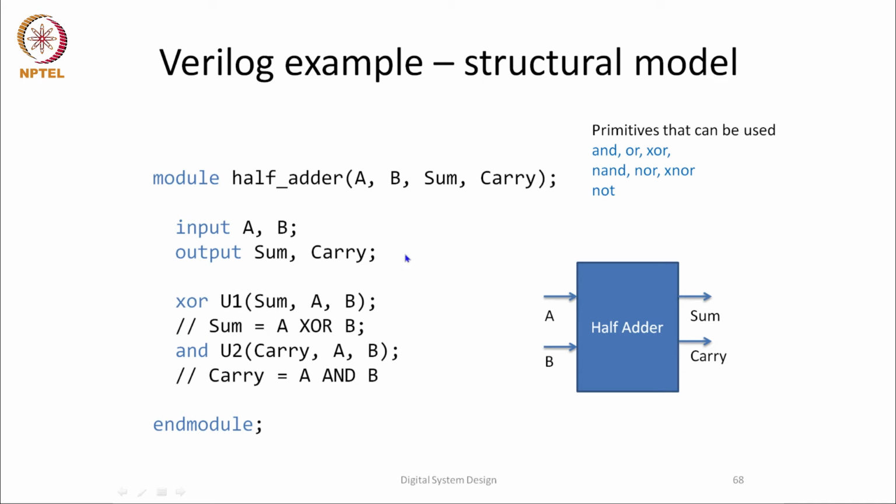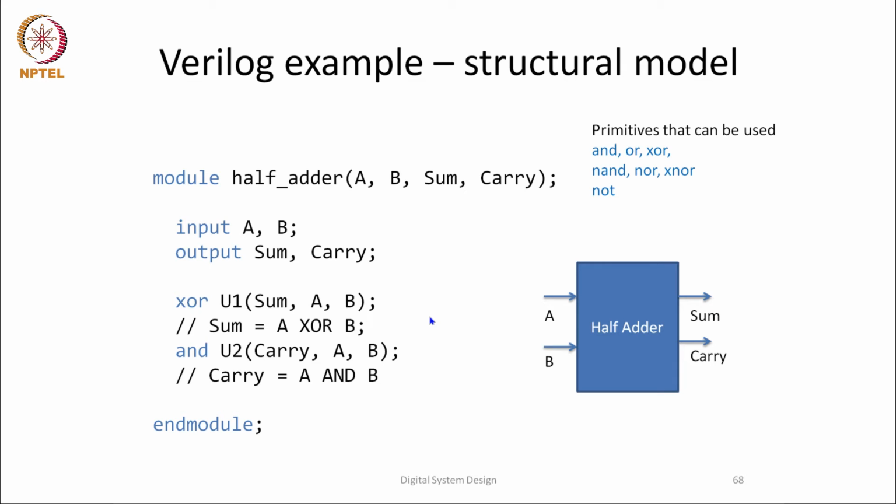After we have created this module half adder, this half adder can also be used in some other module as an instance. So we can say half adder, then the instance name, and then we can connect. Using this structural model, you can create a hierarchy. In a hierarchy, you can create different components, and then use those components at a higher level of abstraction, and keep on doing that until you design your whole system.